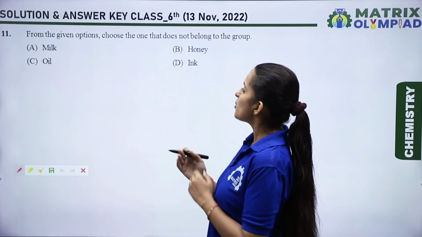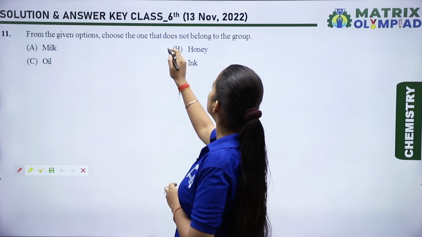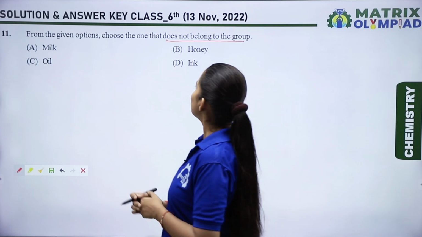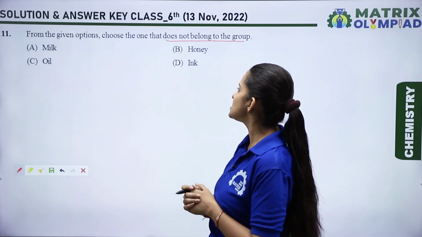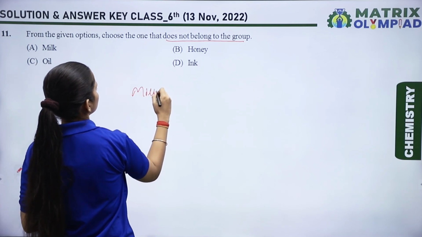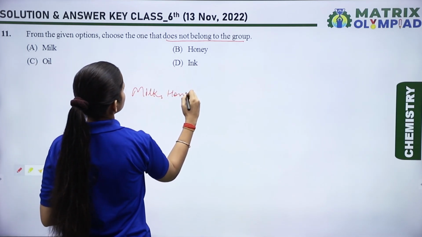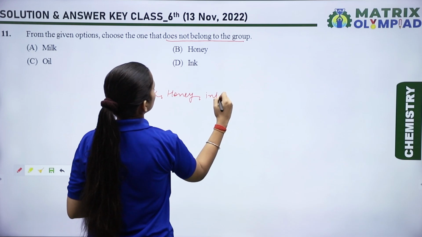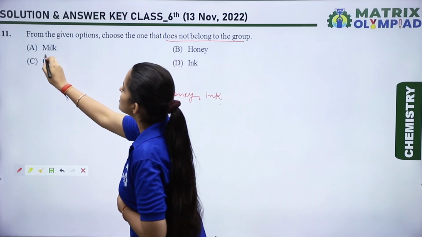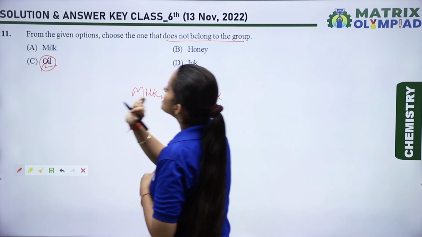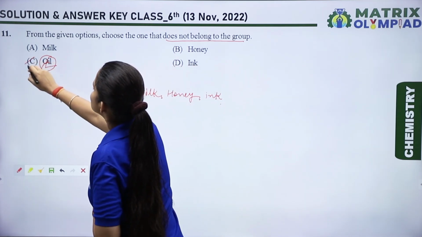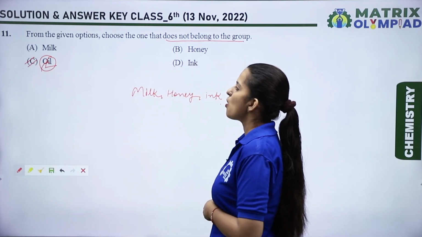Next question is, from the given options, choose the one that does not belong to the same group. Option A, milk, option B, honey, and option C, oil. Milk, honey and ink belong to the same group because they can be dissolved in water, but oil cannot dissolve in water. So option C, oil, does not belong to the same group. So option C is correct here.